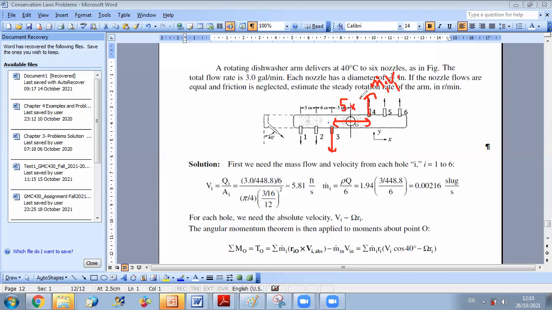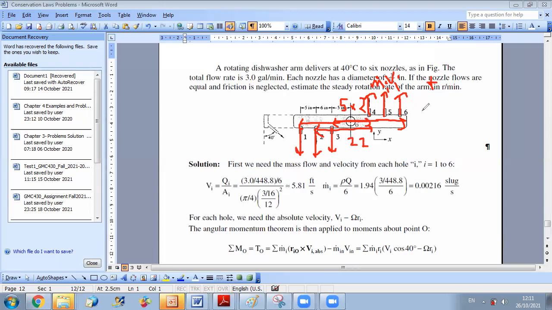Okay. Plus, I should add the angular momentum rate created by this couple. So 5 with 2, you have the same m dot VI, the same value of m dot VI. But what is different is the distance. So now the distance is this whole one, which is 11 times 2, which is 22. Okay. And finally, you have the final couple, 6 and 1. The total distance is, you have 5 plus 6 plus 5, 16 times 2, 32.